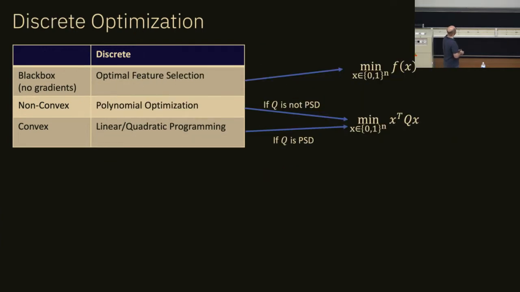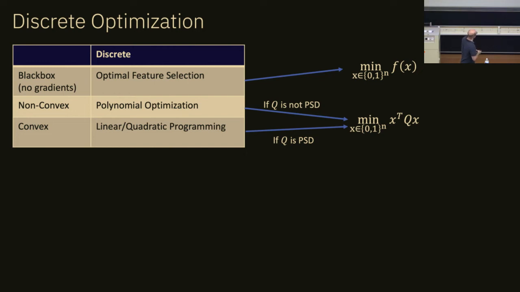All right, now discrete optimization. We have also these three things: convex, non-convex, and black box. For convex, it's again linear integer programming, or linear binary programming, or quadratic integer binary programming. For non-convex, it's the same. Here I have one example. If you just have this quadratic form, if Q is positive semi-definite, then this is a convex problem. If it's not, then it's a non-convex problem.